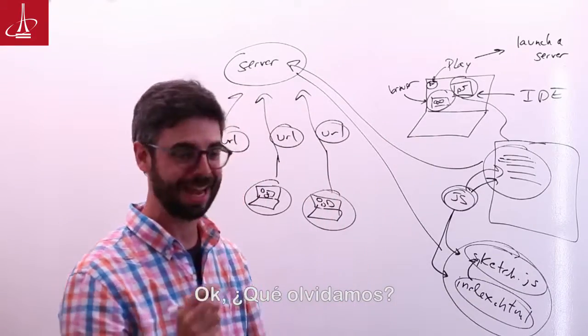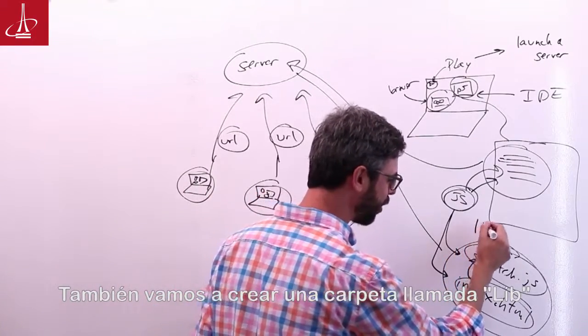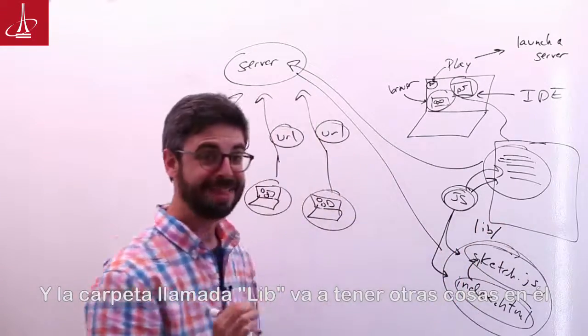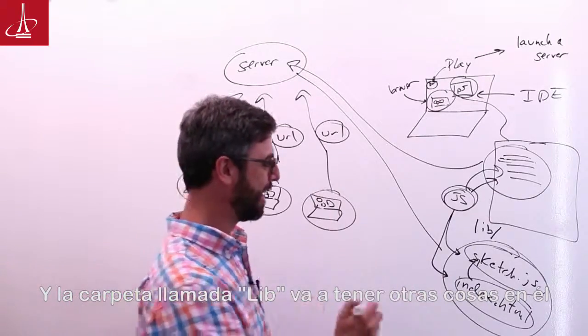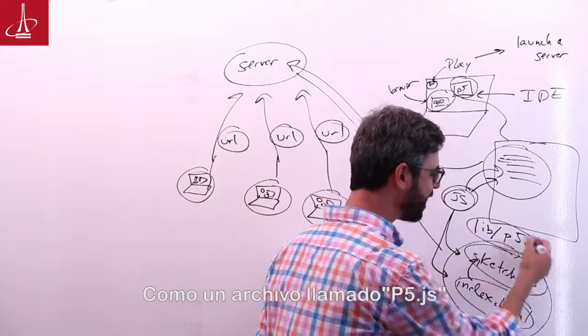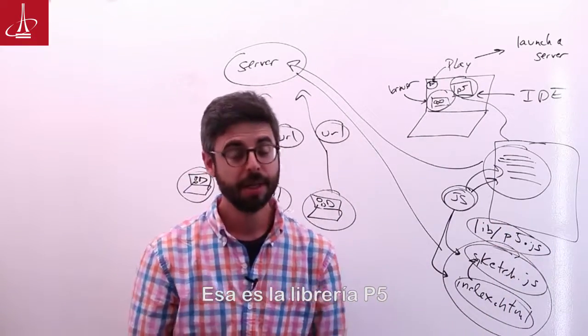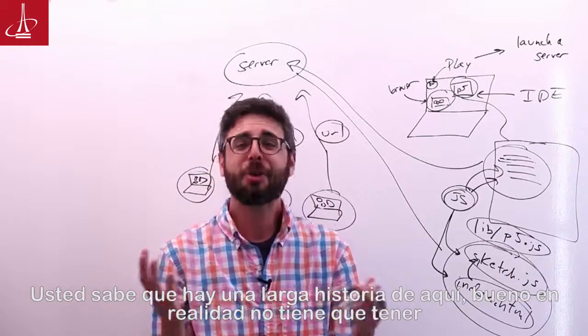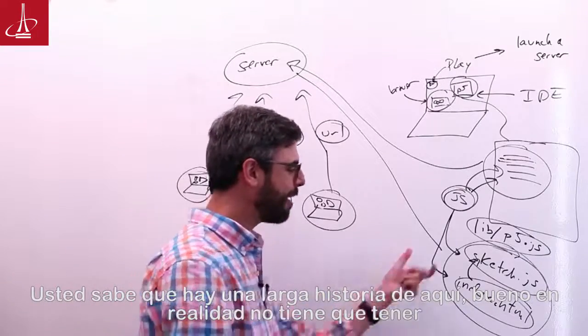Okay, what did I forget? There's also going to be a folder called lib. And that folder called lib is going to have other things in it, like a file called p5.js. That's the P5 library. There's a longer story here of, well, you don't actually have to have the P5 library here.